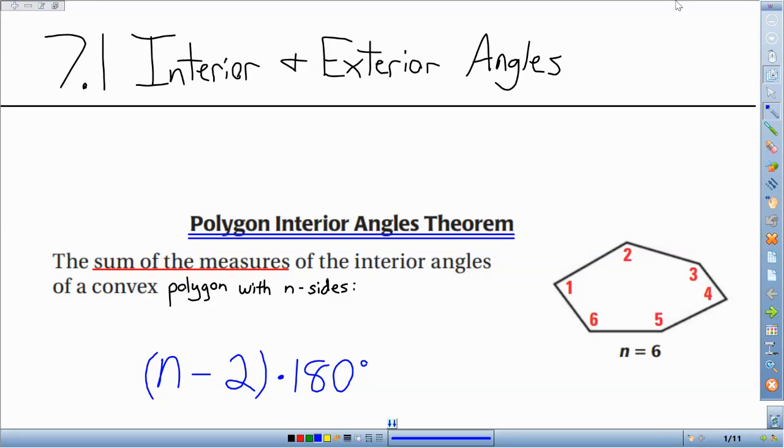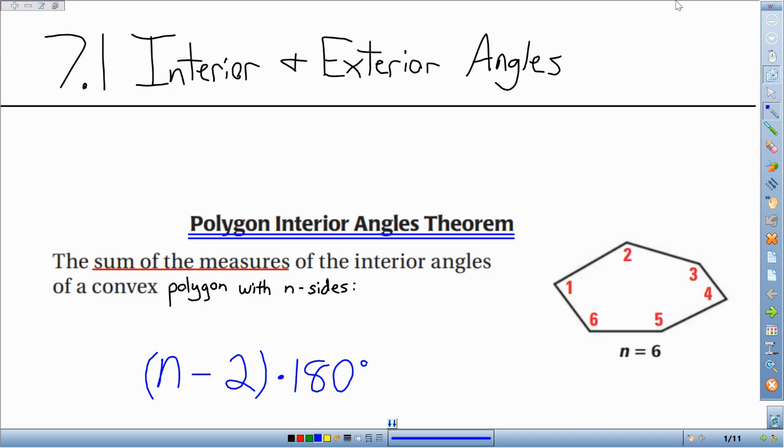Hello, everybody. So we are getting into chapter 7 today, looking at 7.1, interior and exterior angles. All right, go ahead and get this title, get the definition for the polygon interior angles theorem, get this whole thing, and then we'll look into it.